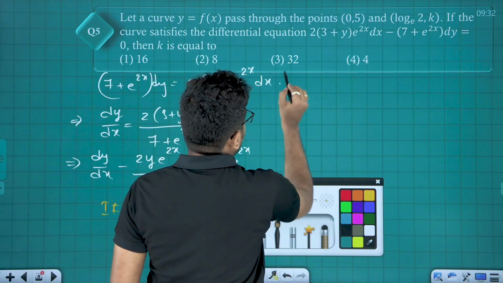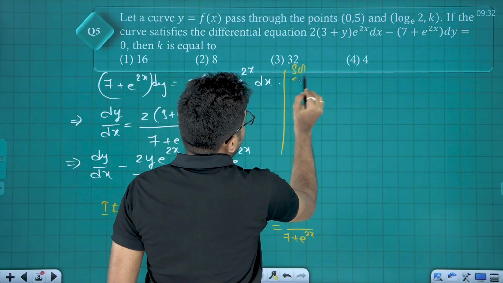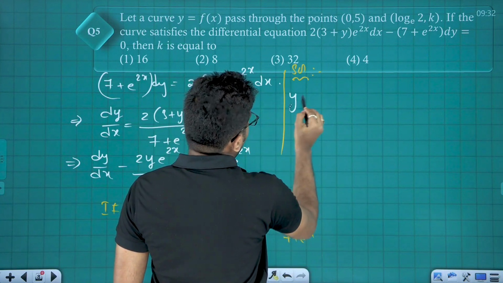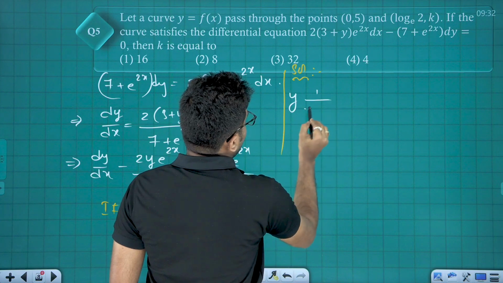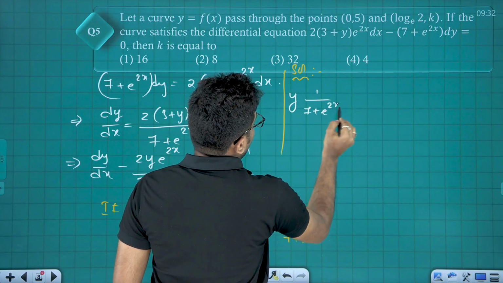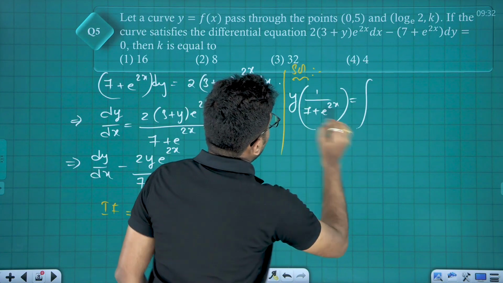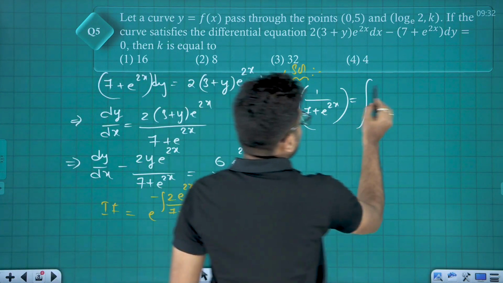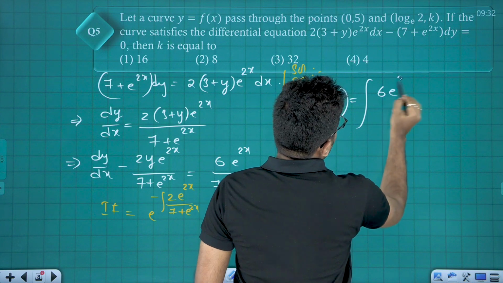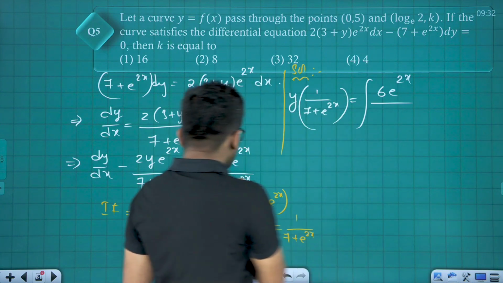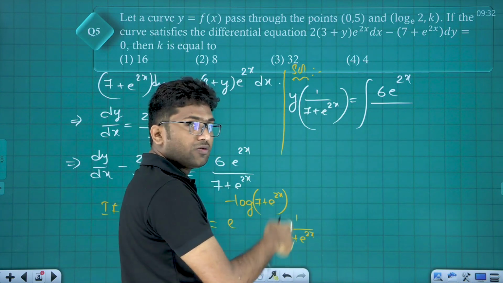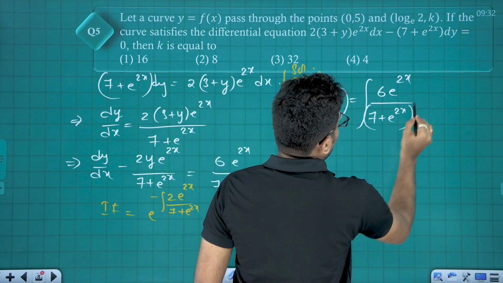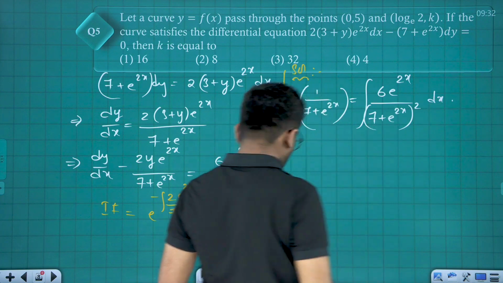Now what is the solution? So solution is y into IF, that is y into 1 by 7 plus e power 2x is equals to integral q. What is q? 6 into e power 2x. 6 into e power 2x divided by 7 plus e power 2x into 7 plus e power 2x. That is 7 plus e power 2x whole square dx.